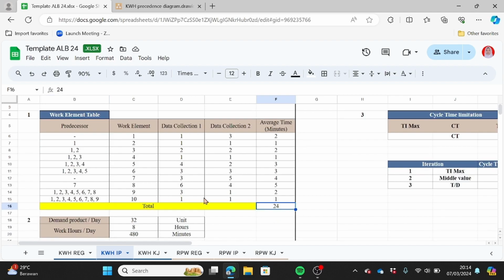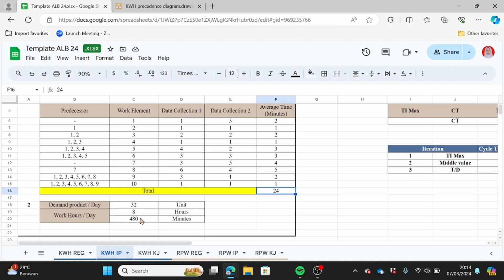And then the input is product demand. Product demand per day is 32 units. Work hours per day are 8 hours. We turn it into minutes, which is 480 minutes.